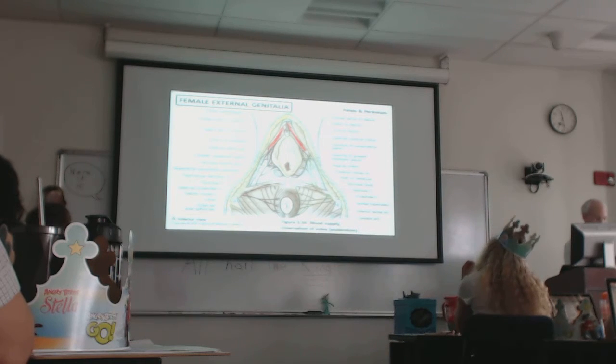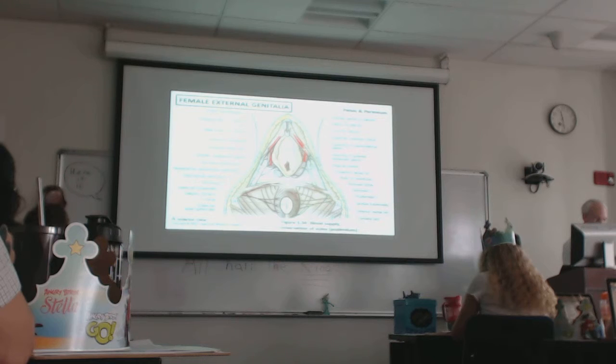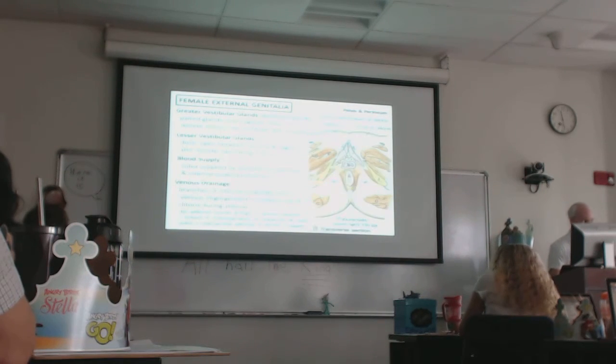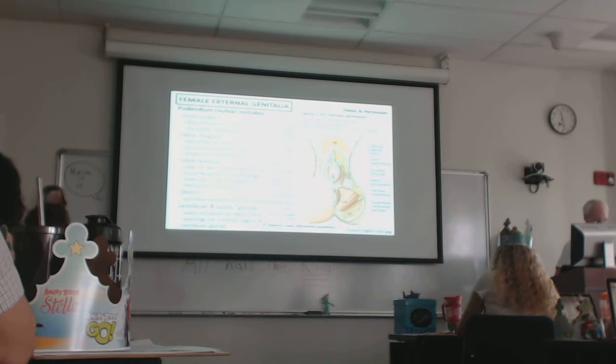And then when we talked about the erectile tissue in the female, it's important to understand that all of this tissue is cavernous, including the bulbs down here. So all that is erectile tissue. So if I missed anything up here.